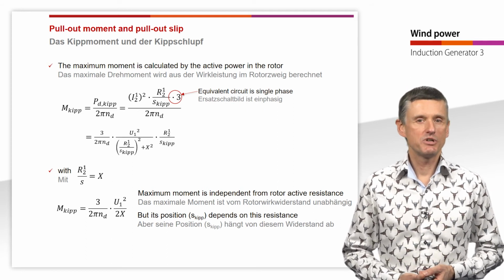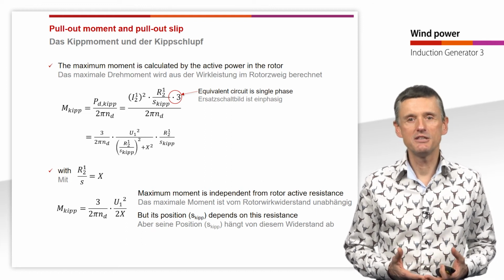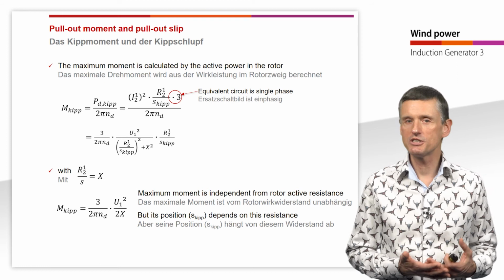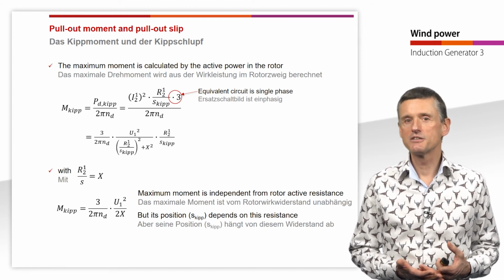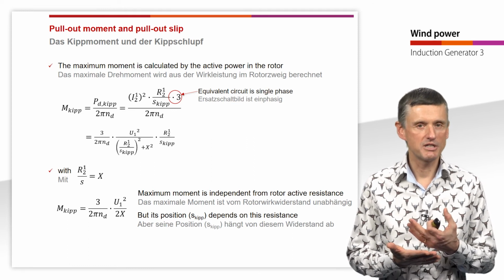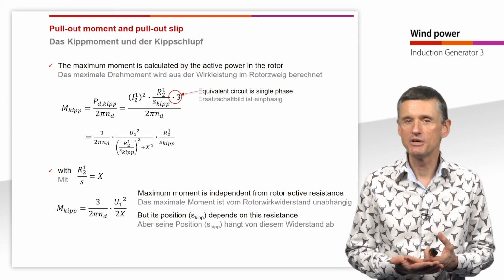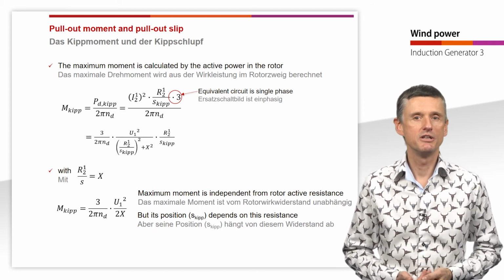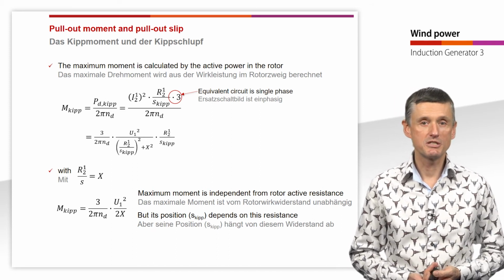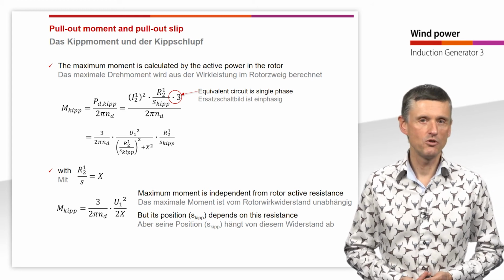And that is quite impressive because the maximum moment is not dependent on the rotor active resistance. But when we look to the position where the moment is getting its maximum, the corresponding pull-out slip, that depends on the resistance. And that we later will use for our wind turbine operation.